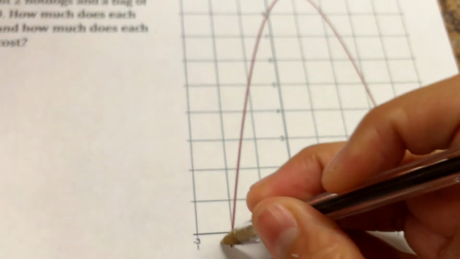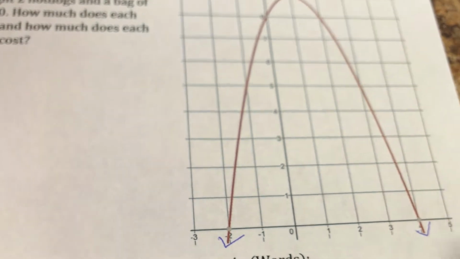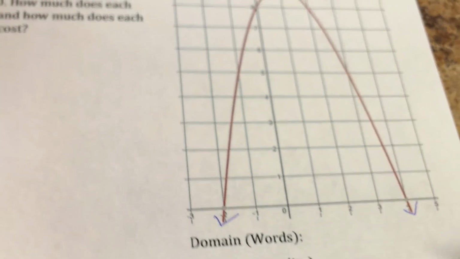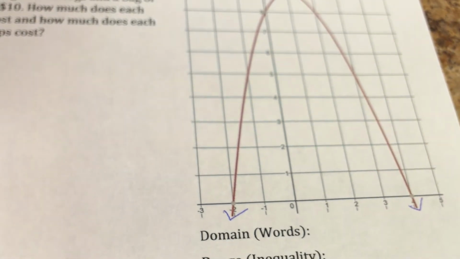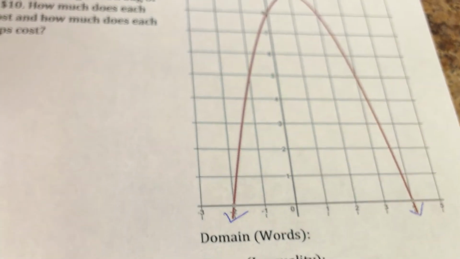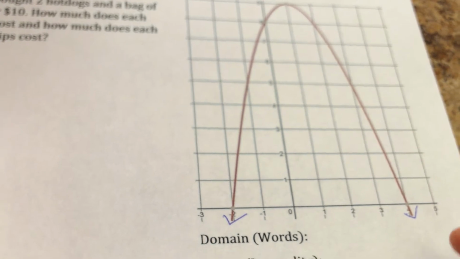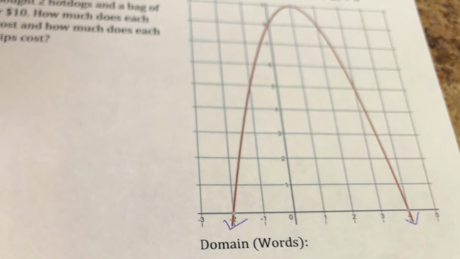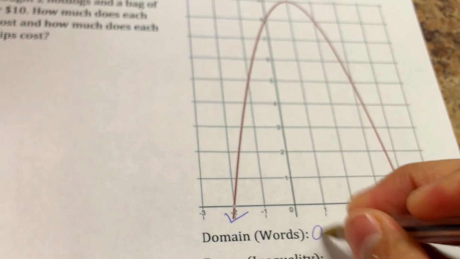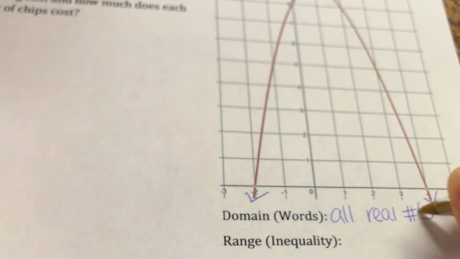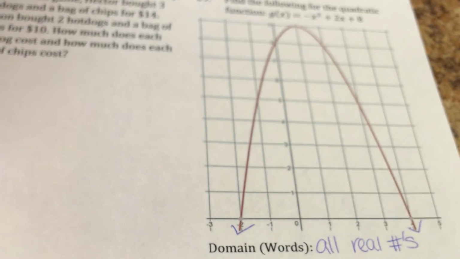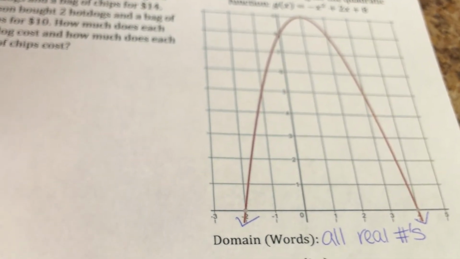Remember, the parabola keeps going on forever and ever and ever. So the domain, the x values, since it keeps going on forever on both sides, the domain for all quadratics and also lines is all real numbers. Your range is the one that changes for quadratics.